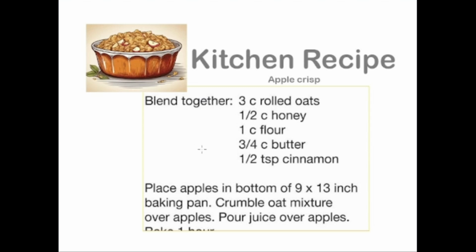Another thing we'll note about this recipe in the kitchen is that it tells us what to do with these components. So we're going to take them, we put the apples in the bottom of the pan, crumble the oat mixture, and so on. So it has 3 parts. It's telling us the components of apple crisp, how much of each component we need, and what we do with those components.